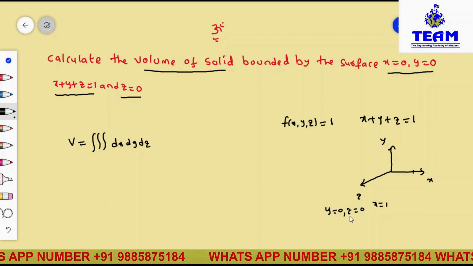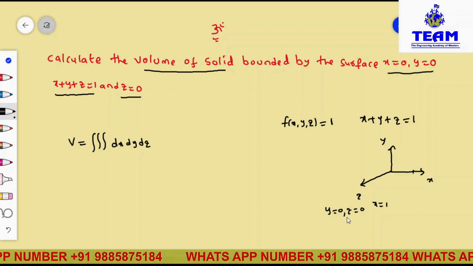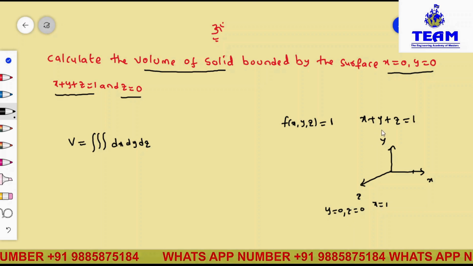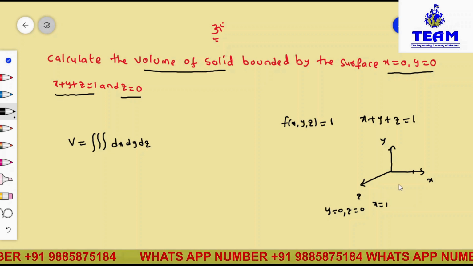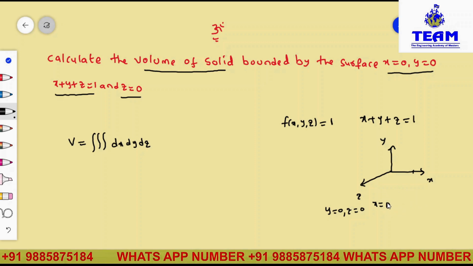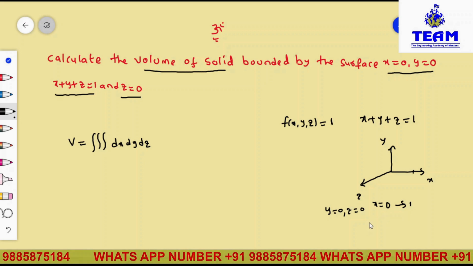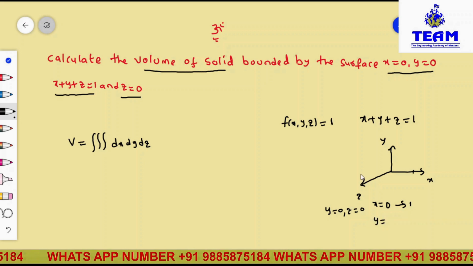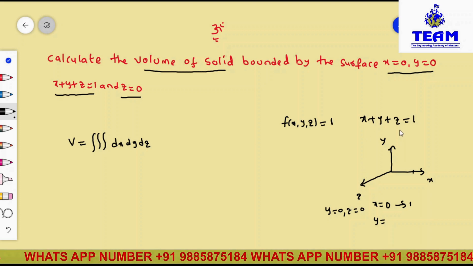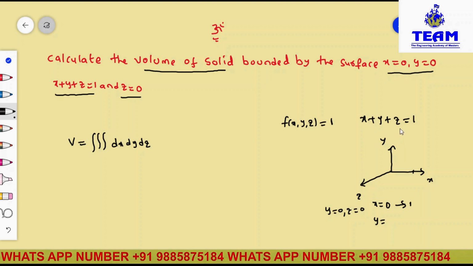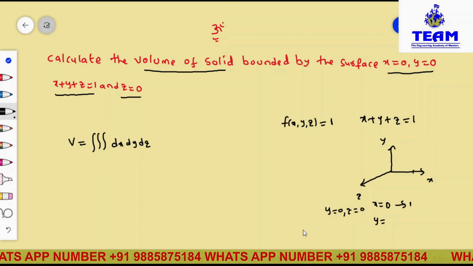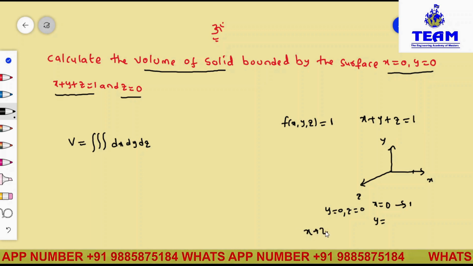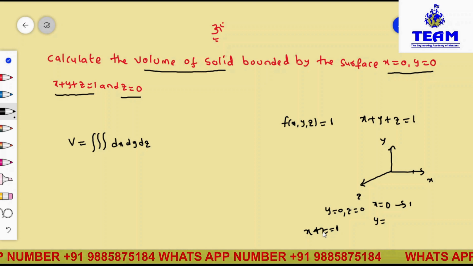Next, which limits do you want? The y limit. Already you substituted the x value, so now x is the independent limit. So x varies from 0 to 1. Now I want y. The y limit should be dependent on x, so don't substitute x and z as 0 here. Just substitute z is equal to 0.